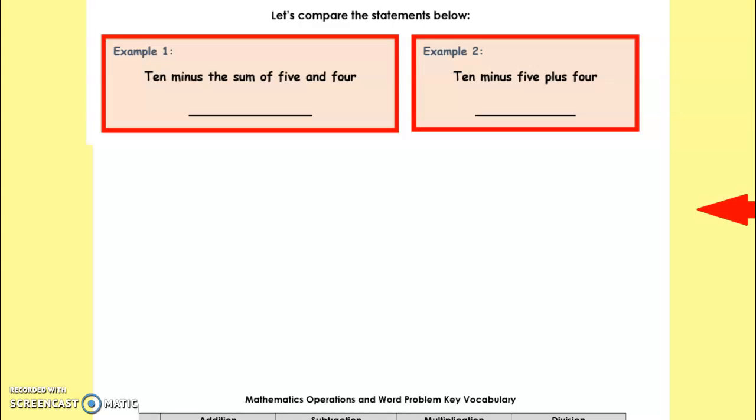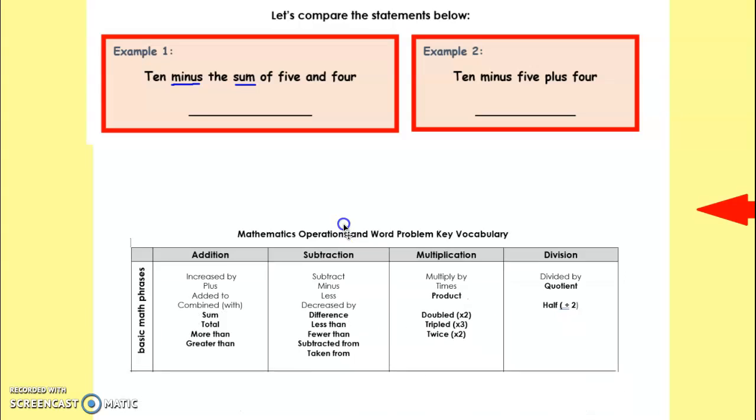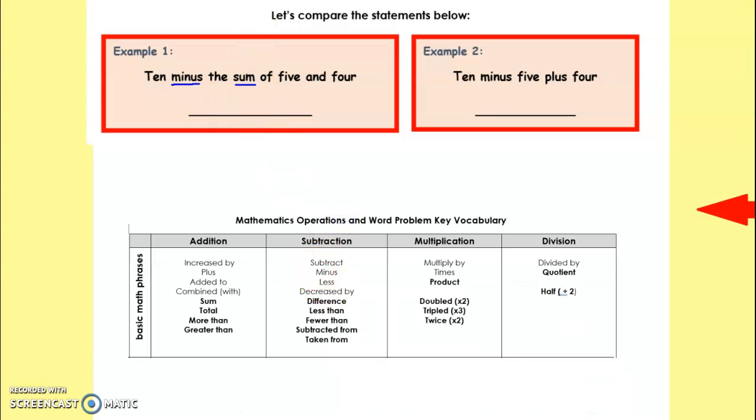All right, so to dive in, let's look at these statements below. Example 1: 10 minus the sum of 5 and 4. Looking at my keyword chart, I see the word minus and I see the word sum. I'm going to bring up my chart here. Minus means to subtract, and sum means to add. So if I was moving left to right, I would say 10 minus, and the sum we said was to add, 5 plus 4.